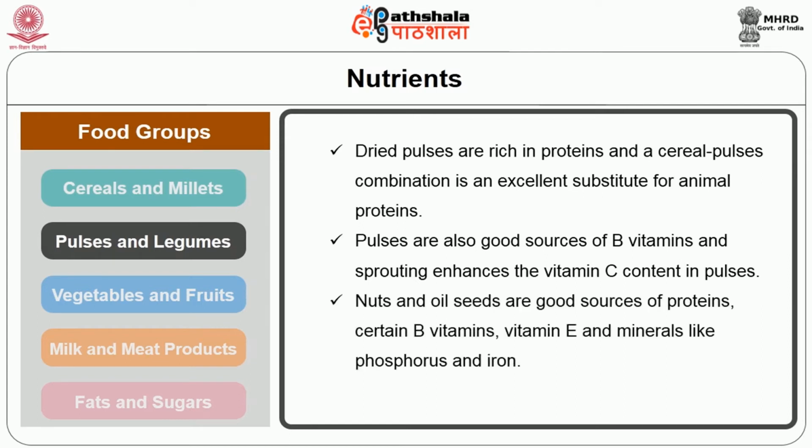Certain B vitamins, vitamin E, and minerals like phosphorus and iron are also present in pulses. They serve a double function as energy giver and also a bodybuilding function. This is the function of the second food group.